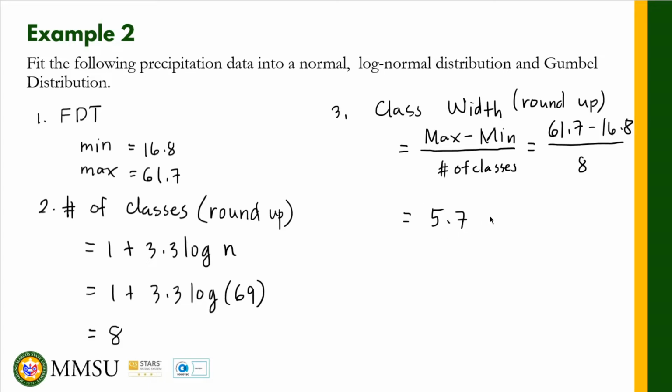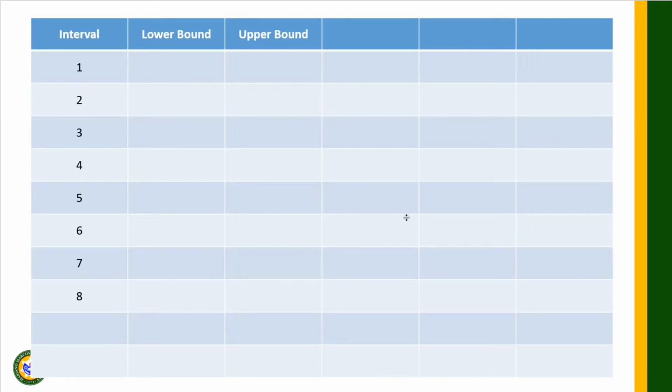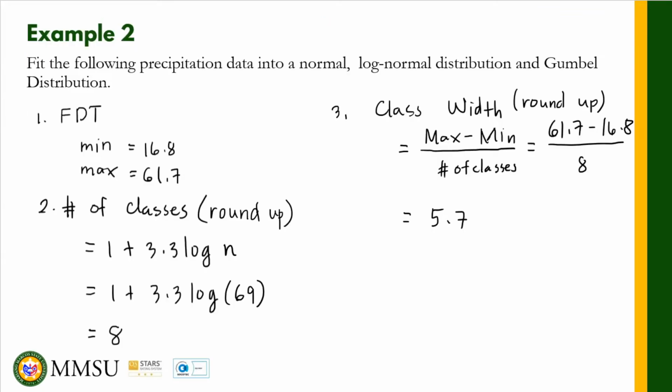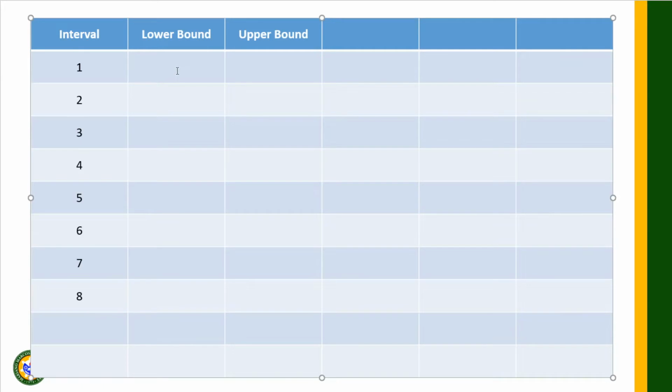1 decimal place. Now, we are ready to create our frequency distribution table. Paano na? So, ang unang gagawin natin is computing the lower bound. Okay, ganito yung table natin. The first lower bound is just the minimum. Ang minimum natin ay 16.8. So, our first lower bound is 16.8.